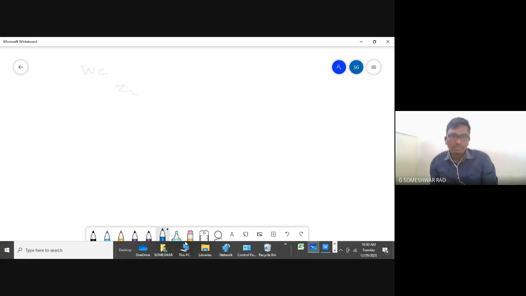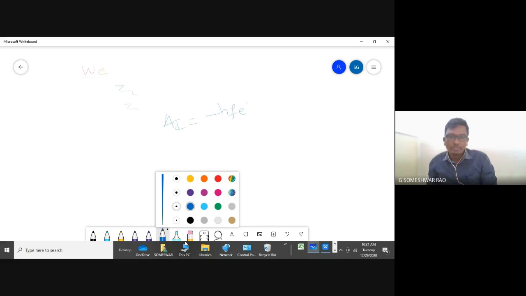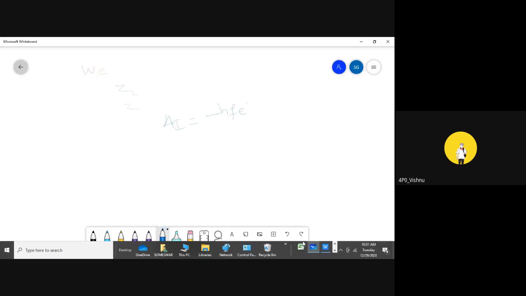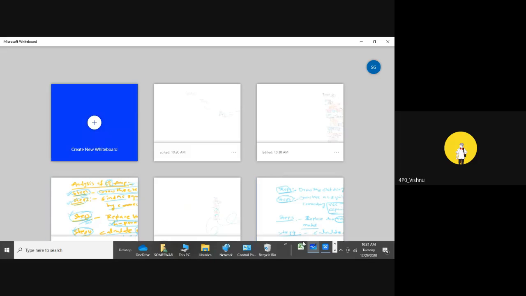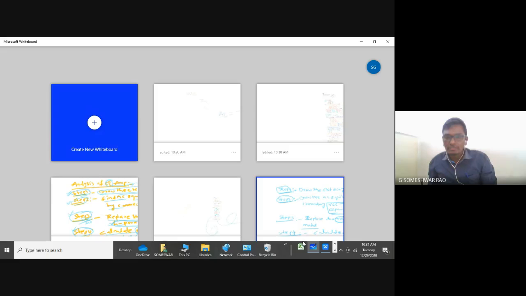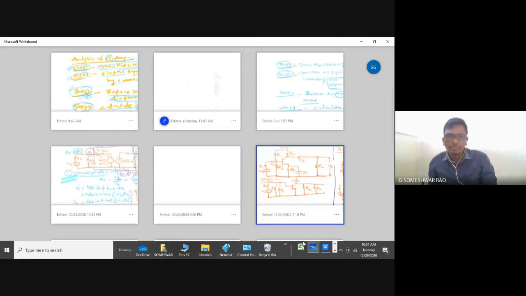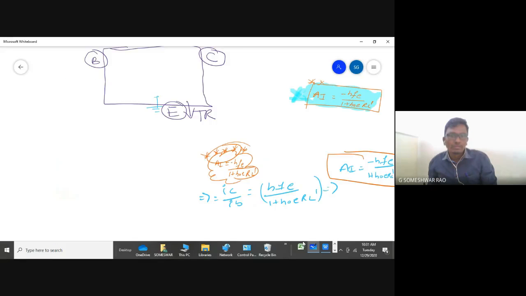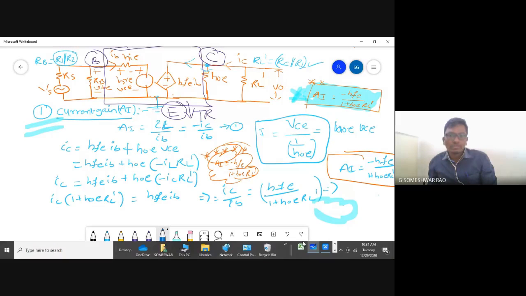Very lightly I'm getting. What is the AI expression? AI is equal to minus HFE into, please tell me what is the expression we got? Hello, are you there? Hello, are you people there? Minus HFE by 1 plus HOE into RL dash. Very good. My screen is not that much visible actually. What happened? I don't know. So let me try to get back the screen.